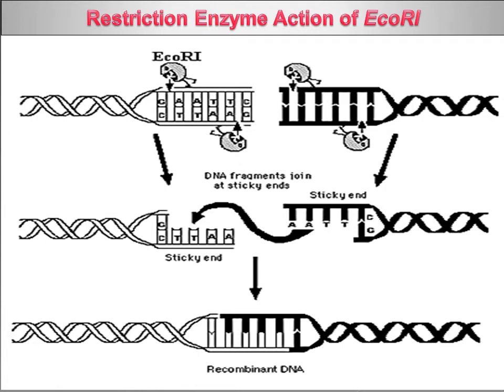So at the first point where the recognition site is there, E. coli RI is cutting the fragment in the first DNA molecule, and again on another side you can see the dark DNA strand of another, and again the DNA fragment joins at the sticky ends with the help of DNA ligase, and it is producing a recombinant DNA. So this is the action of restriction enzyme.